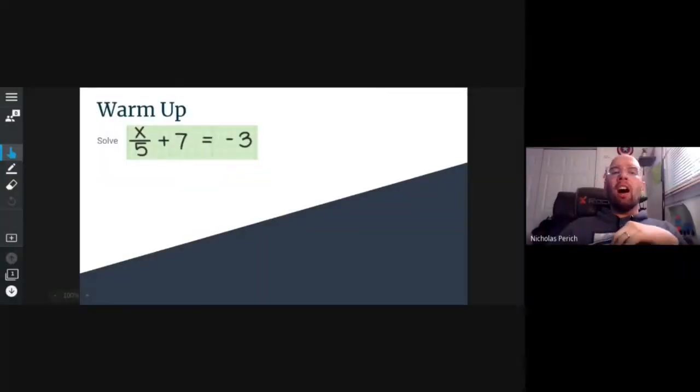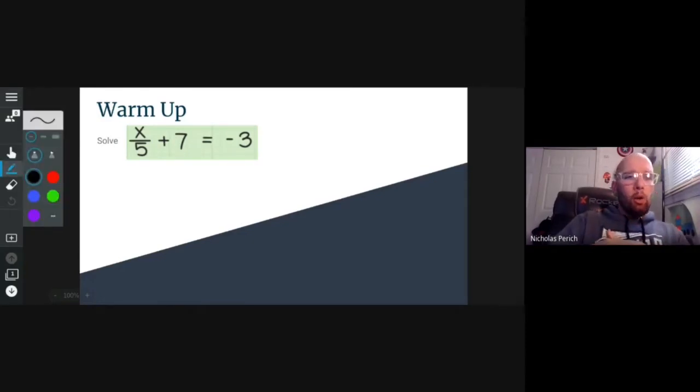X over 5 plus 7 equals -3. How do I isolate the variable? How do I get X all by itself? Well, I have something attached to my X and I have something added to my stuff. So I'm going to always get rid of the thing that's floating around first.